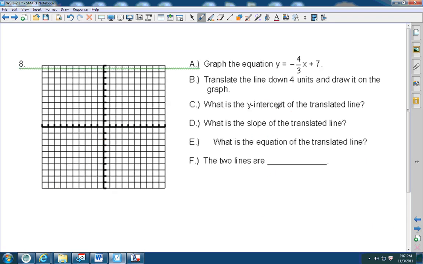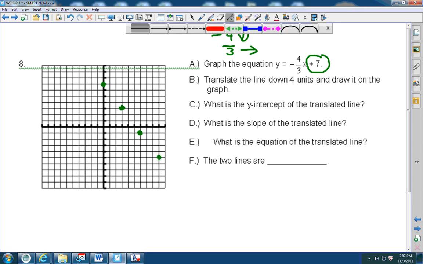Next one, let's graph this line. First off, graph the y-intercept, 7: 1, 2, 3, 4, 5, 6, 7. The slope is -4/3. That's down 4 to the right 3. Down 1, 2, 3, 4 to the right 1, 2, 3, and repeat. And I will draw my line.